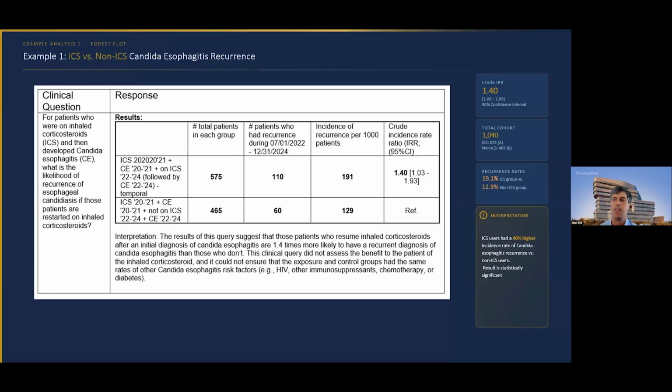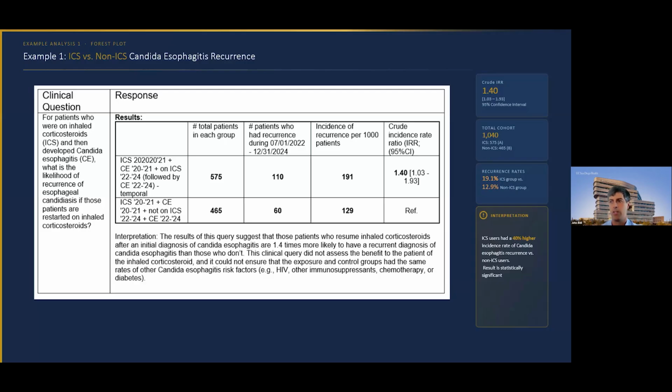As you can see, those were the counts for the patients of the intervention group and the comparator group. In the first column, the patients with the recurrence. In the second column, the total patients, and the incidence per 1,000 patients in the third column, and then our incidence rate ratio in the last column. Looking at this data, it looked like if you were put back on inhaled corticosteroids after you had an initial Candida esophagitis event, you are 1.4 times more likely to develop recurrent Candida esophagitis. And that's the basic result that we would be able to give back to a clinician, for them to be able to take back to the patients.